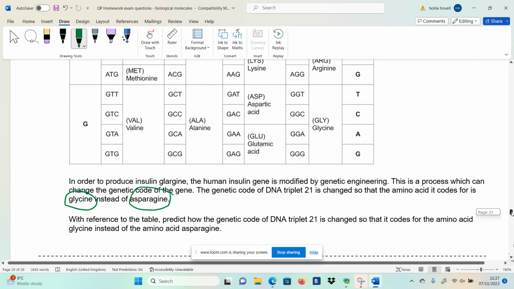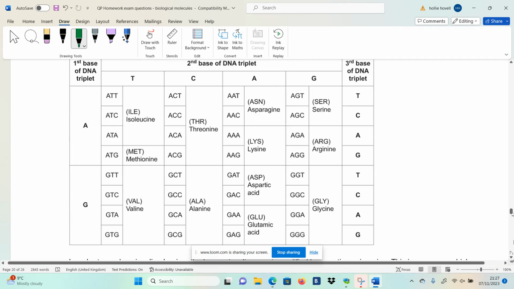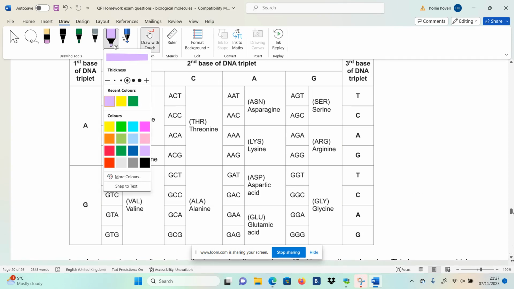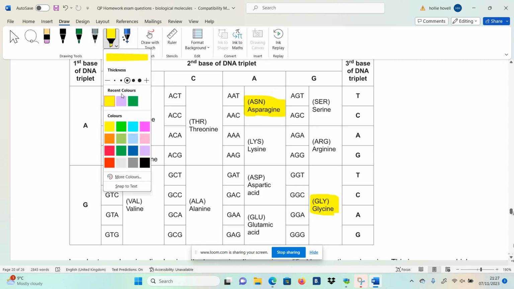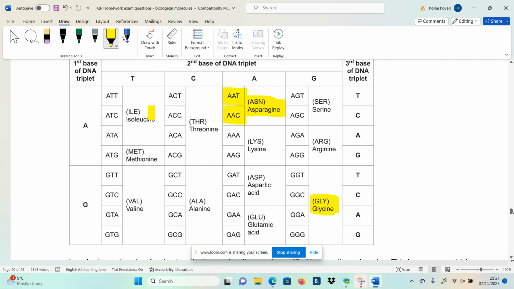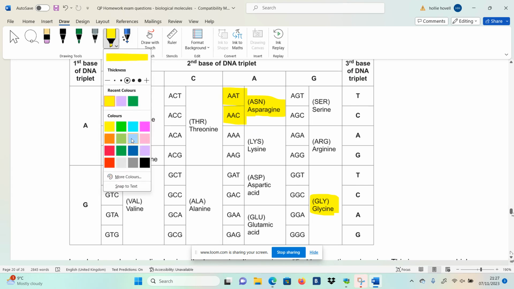So we need to find those on here. Now, remember the genetic code is what we call degenerate. So that means that some amino acids are coded for by more than one triplet. So we're looking for asparagine, which is just here, and glycine, which is just here. So, first of all, asparagine, this table shows us that asparagine can be coded for by this triplet or this triplet. Asparagine isn't anywhere else on that table, so it's just those two that we're looking at.